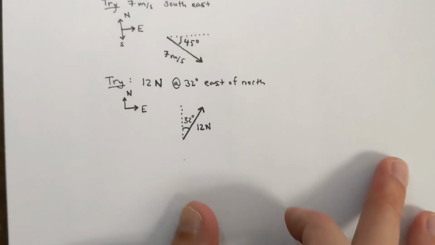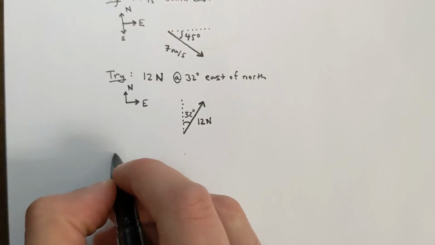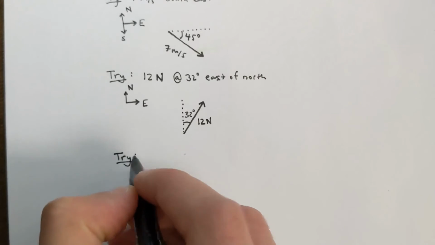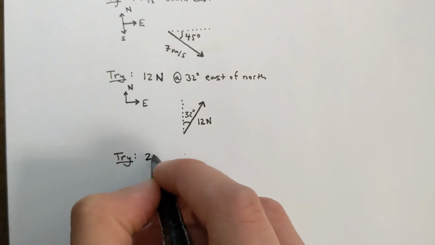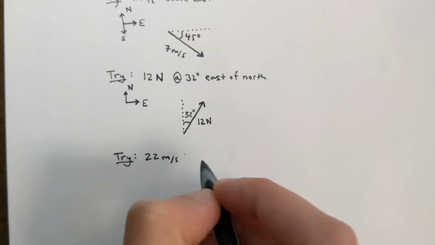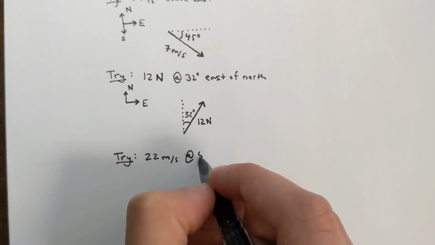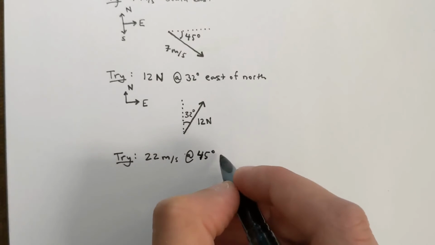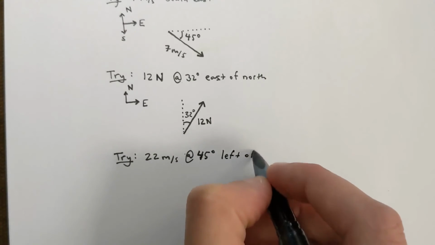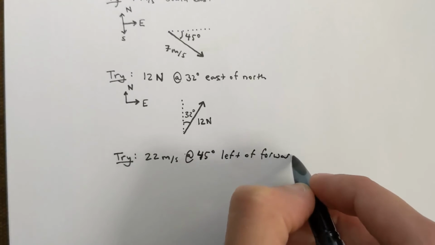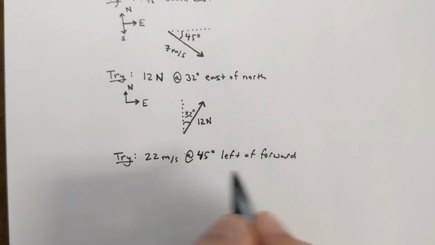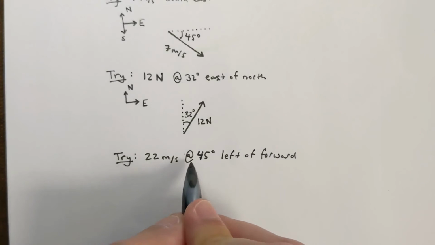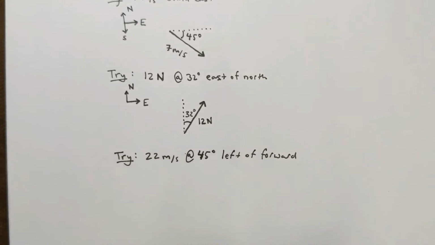Let's try another one. So let's try 22 meters per second at 45 degrees left of forward. So go ahead and draw the vector 22 meters per second at 45 degrees left of forward. Pause the video now. All right, let's take a look at your solution.